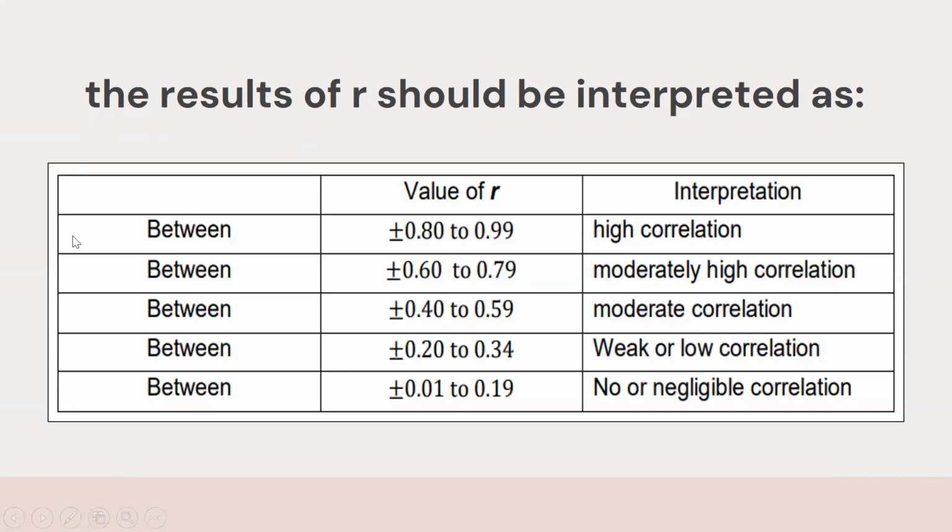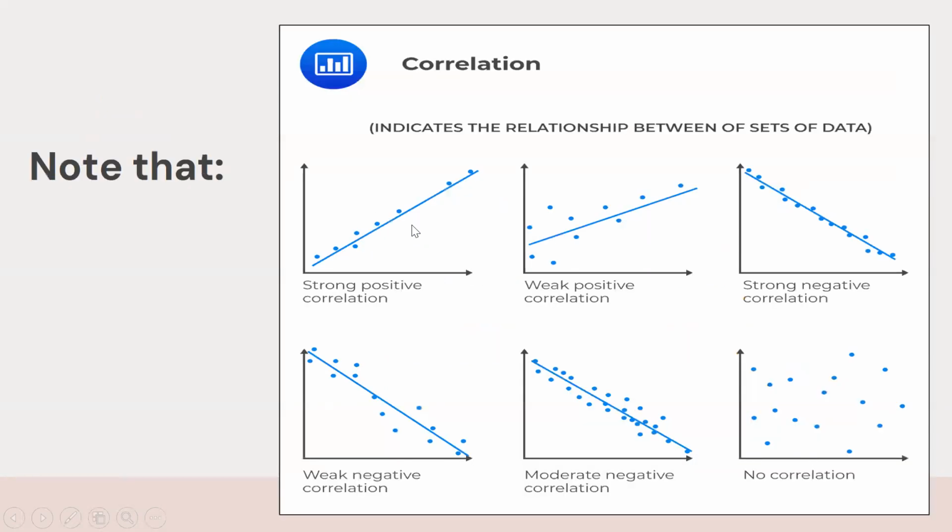So, meron na siyang interpretation, value of R and then interpretation. Kung ang results na nakuha nyo ay papasok dito sa range na to, then that means may high correlation and the others. Okay? I think most of the groups ay gagamit ng correlation based on their study. Okay, so yan.